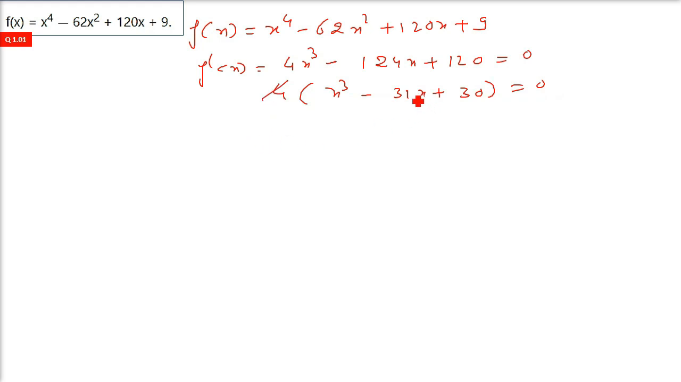4 cannot be 0, so this has to be 0. Now equating f dash x to 0 is mandatory. Now x is equal to 1. Let us put it here. When we put x equals to 1, we are getting this as 0. So x equals to 1, that is x minus 1, is one of the factors of this particular equation.